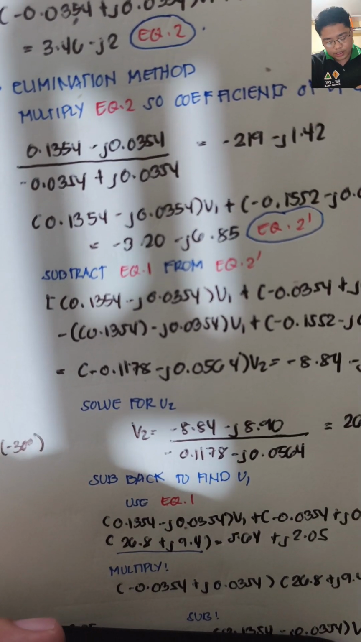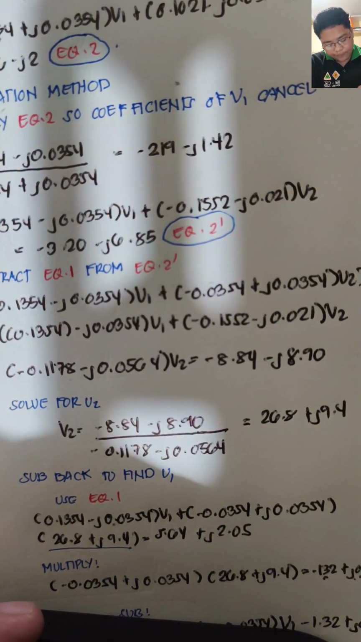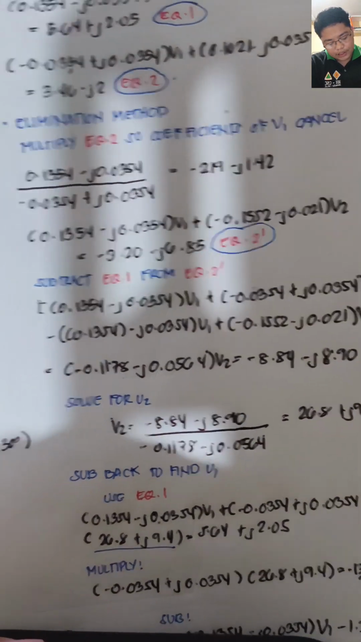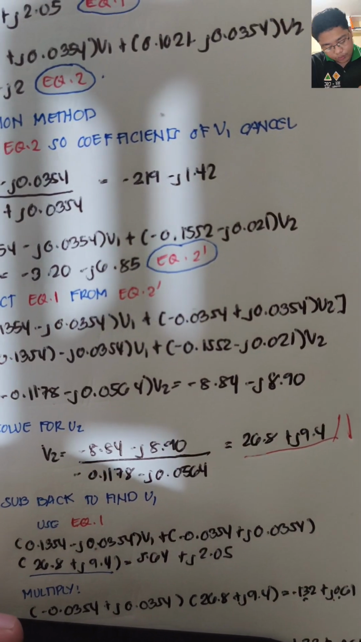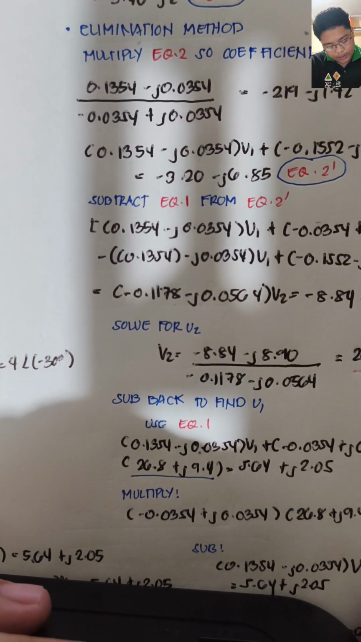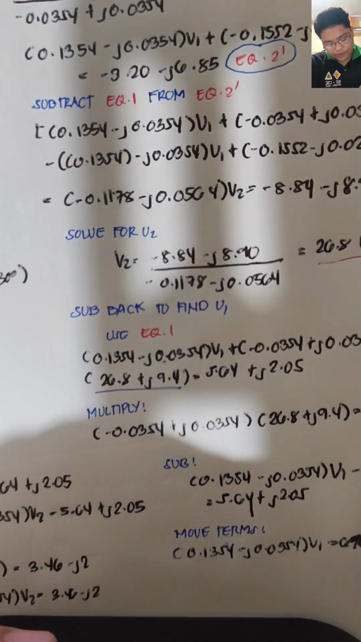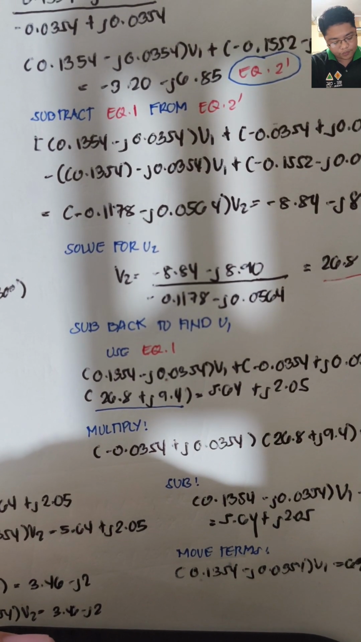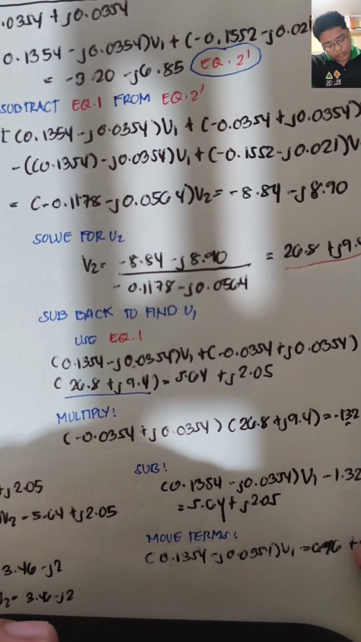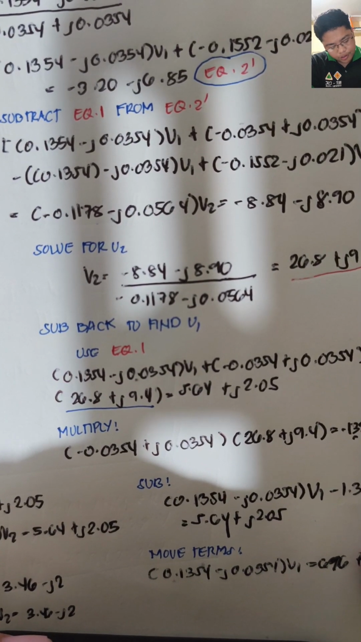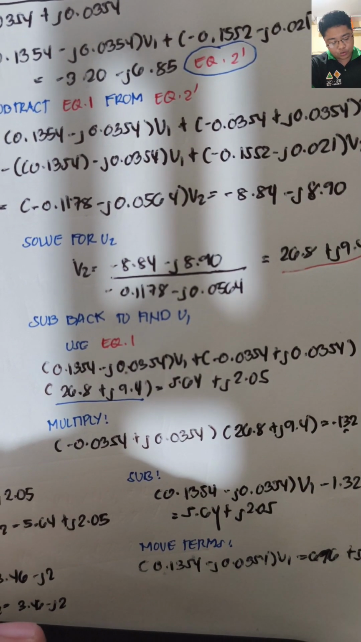Now let's substitute back to find V1. We will use equation number 1. So (0.1354 minus j0.0354) V1 plus (negative 0.0354 plus j0.0354), and we will use V2 equals 26.8 plus j9.4, equals 5.64 plus j2.05. Now let's multiply. (Negative 0.0354 plus j0.0354) times (26.8 plus j9.4) equals negative 1.32 plus j0.61. Now let's substitute. (0.1354 minus j0.0354) V1 plus (negative 1.32 plus j0.61) equals 5.64 plus j2.05.